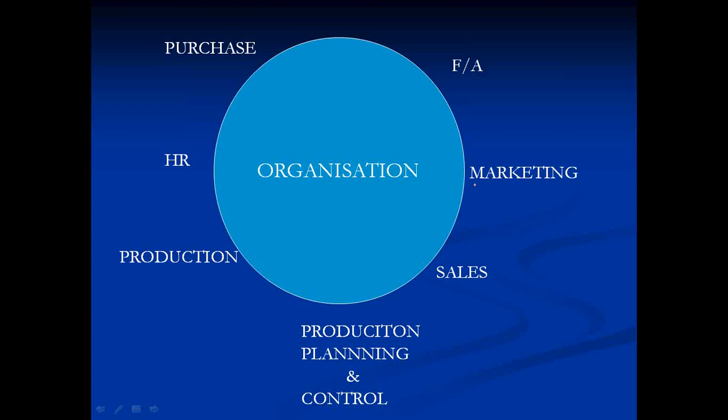Generally, this department wants to maintain minimum stocks of the materials as far as possible. Materials include here raw materials, finished goods, work in progress, packing materials, consumables, etc. So this production planning department wants to maintain minimum stocks of the materials as far as possible. Why? In order to minimize the carrying cost.